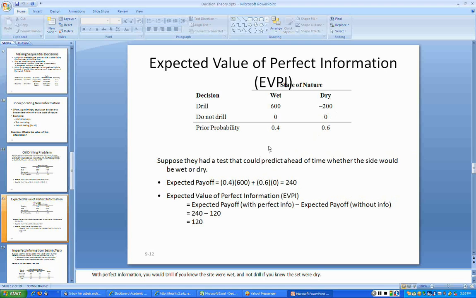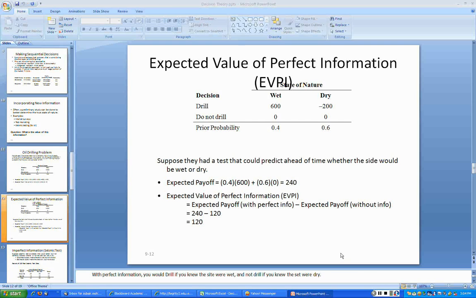So this is the expected value with perfect information. In other words, the state of nature is revealed to you, and then accordingly you can select your choice. Suppose the state of nature is wet, then your decision is to drill. If the state of nature is dry, then your decision is not to drill. So the expected value with perfect information is $240,000.